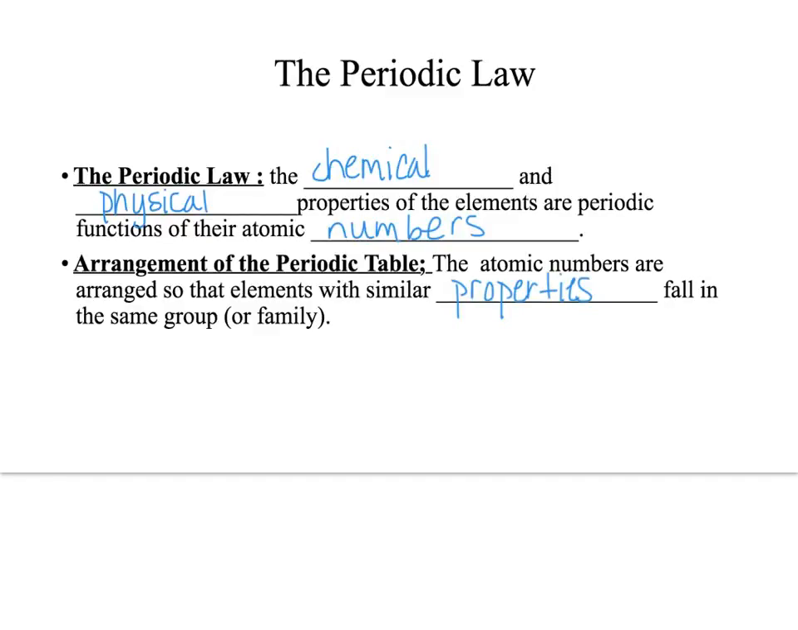So the periodic law states that the chemical and physical properties of the elements are periodic functions of their atomic numbers. And what we mean by periodic functions is that they show up periodically. The same properties or characteristics are showing up periodically. That is actually why the periodic table is called the periodic table. The periodic table is arranged, as we saw last chapter, based on electron configuration, but it also works out that the atomic numbers are arranged so that the elements with similar properties fall into the same group or family. And we'll see in a minute which ones are the groups.